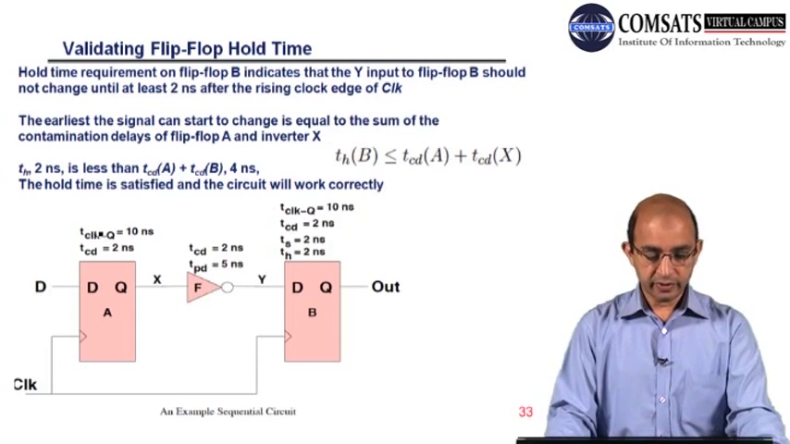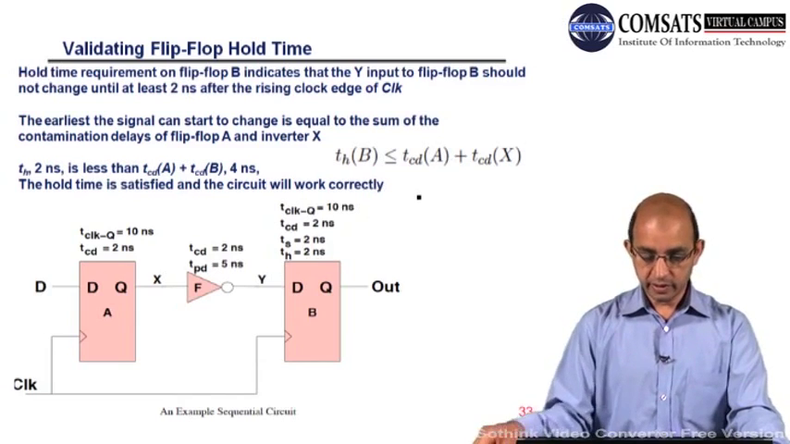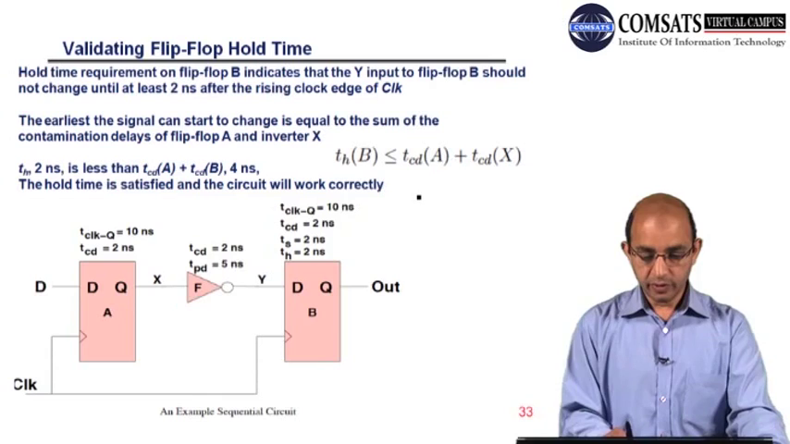So as we know, we will be looking for the shortest path whenever we talk about the TCD. Here you can see TCD 2 nanosecond and TCD 2 nanosecond, so we have 4 nanosecond. The hold time should be less than or equal to this contamination delay. So where is the hold time? This is 2 nanosecond, so it means this is a valid hold time.